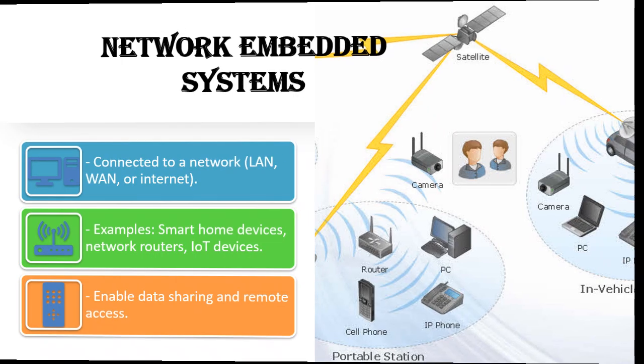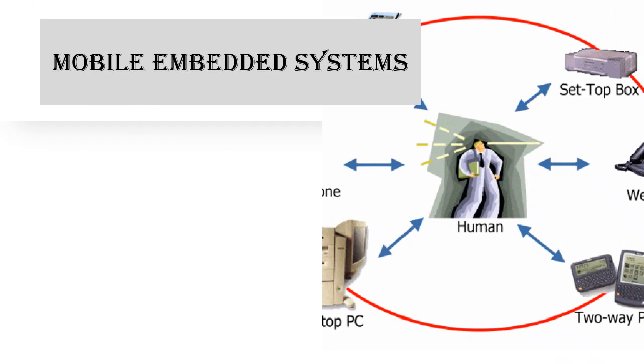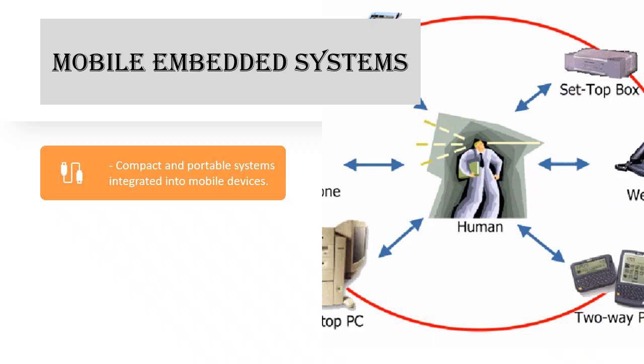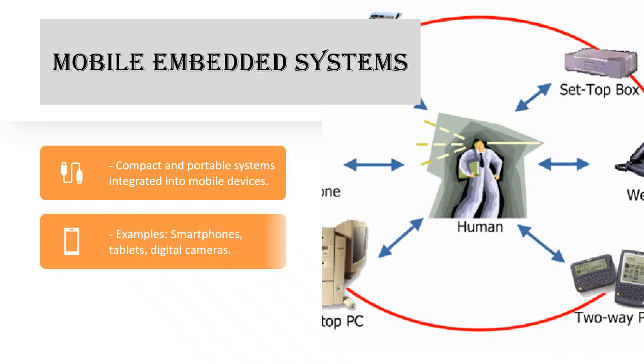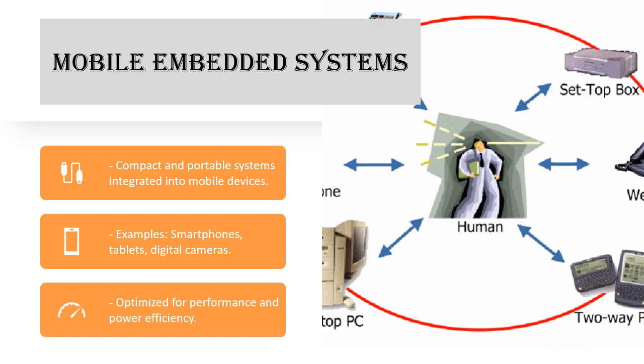Mobile embedded systems. Mobile embedded systems are portable and compact, integrated into mobile devices. Examples are smartphones, tablets, and digital cameras. These systems are optimized for high performance while being energy efficient.